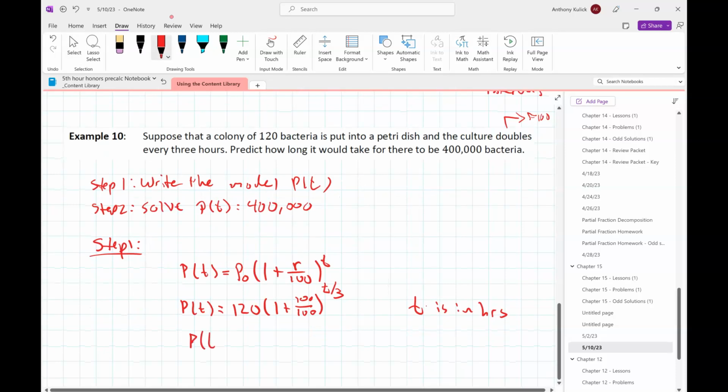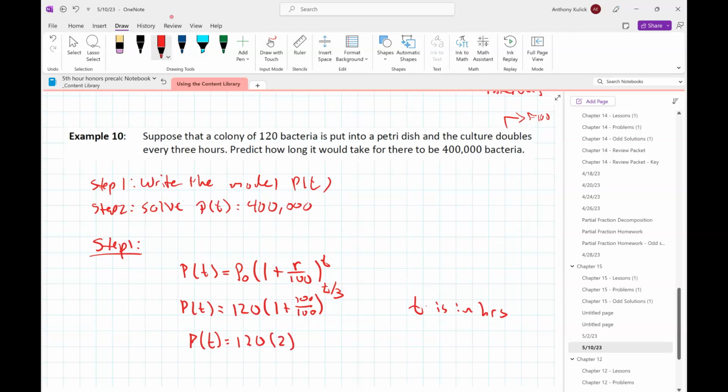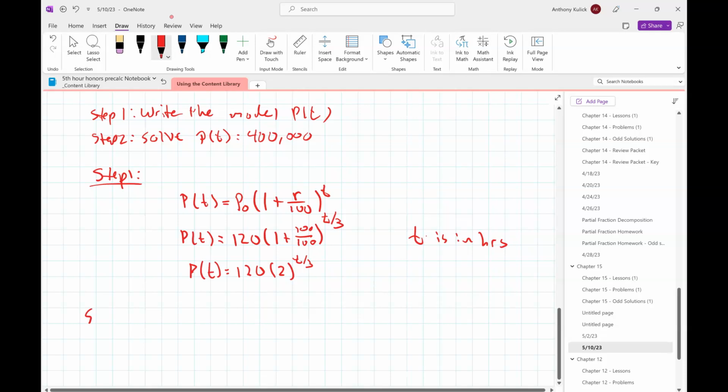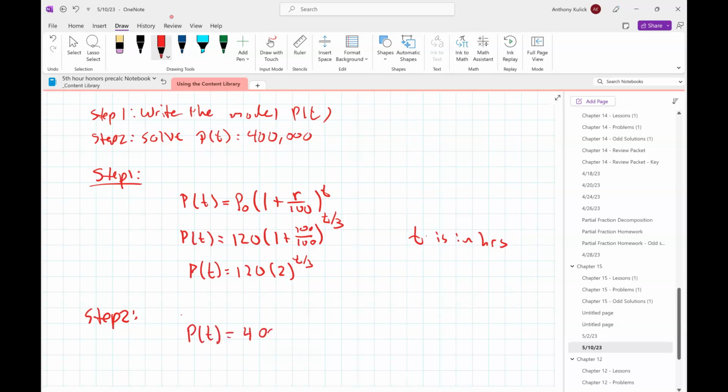And if you want, we can simplify this down. As I said before, we noted that 1 plus 100 over 100 is just 2. So that's my step 1. Step 2 is we want to solve that P of t equal to 400,000.